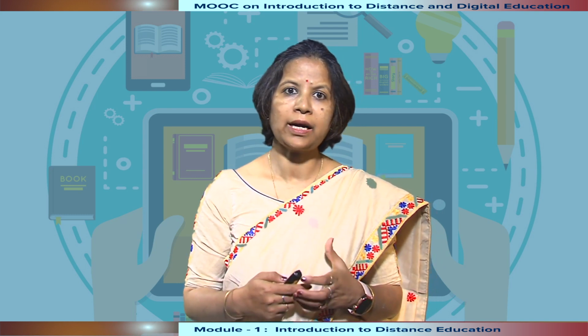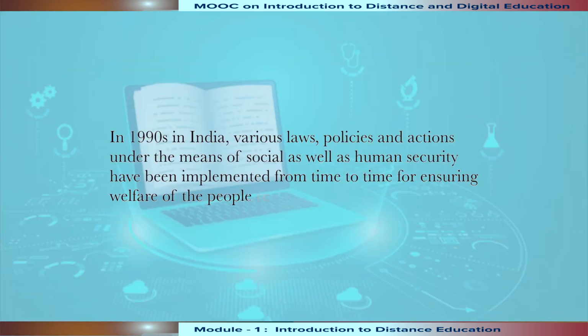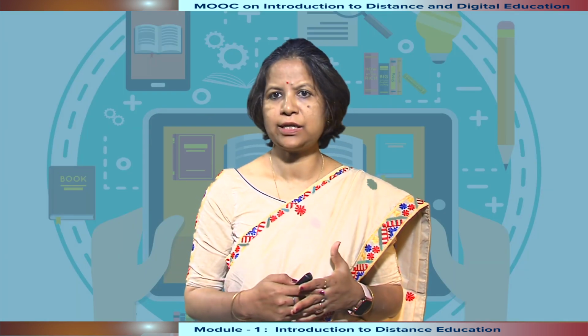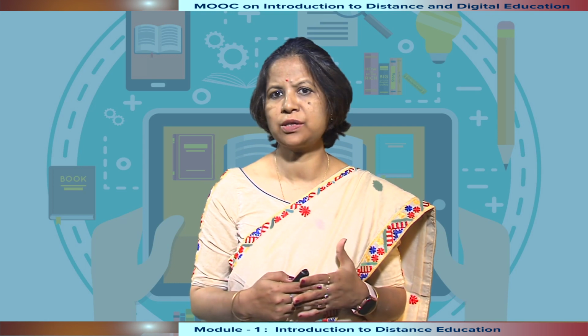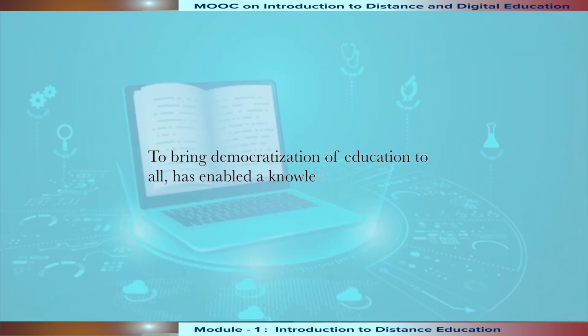Therefore, after the economic liberalization mostly in the 1990s in India, various laws, policies and actions under the means of social as well as human security have been implemented from time to time for ensuring the welfare of the people residing in this country. Again, India, having the world's largest population as well as the world's largest education system, where the basic motto is to bring democratization of education to all, has enabled a knowledge population.